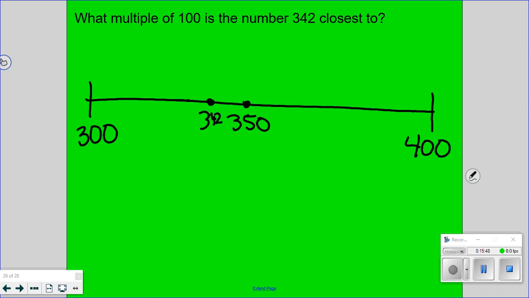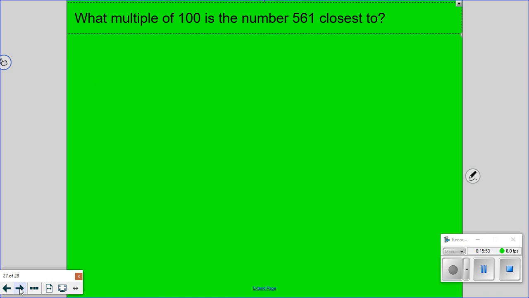All right, let's try another one. People are trying to do this. Another number line. This time we've got what multiple of 100 is the number 561 closest to? We're rounding to the nearest 100. Multiple of 100.